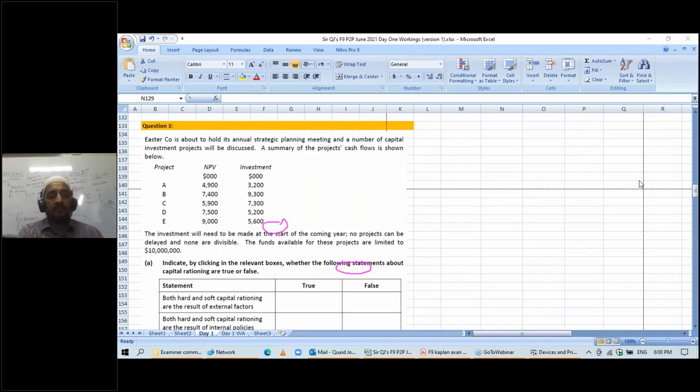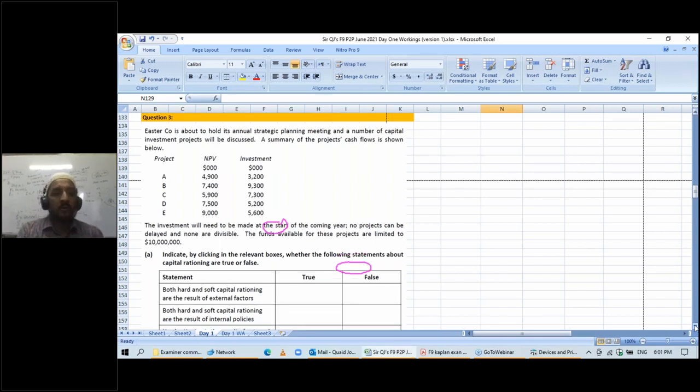The first requirement in question number 3 is related to hard and soft rationing, the types of capital rationing. First, students, you need to go through question number 3. Please read it. I'm giving you around 3 to 5 minutes to read it, and then I'll proceed ahead.